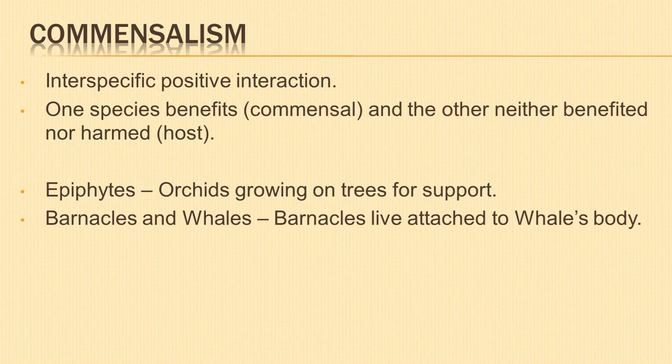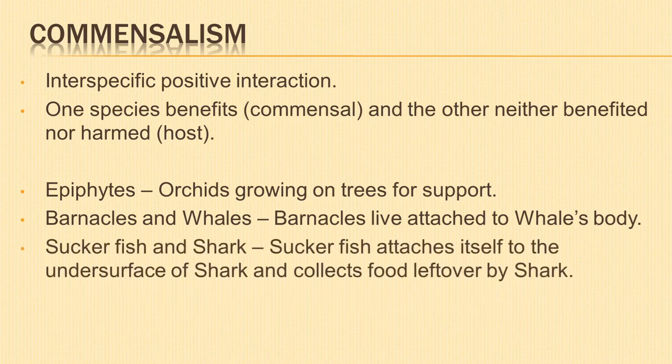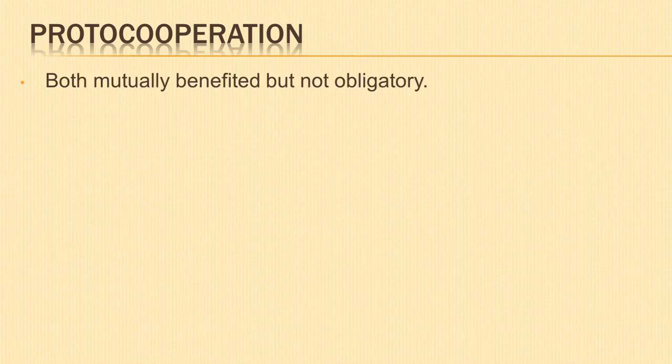Another example, the suckerfish attaches to the undersurface of shark with the help of its modified dorsal fin, which acts as sucker and gets a free ride. It detaches itself to gather the pieces of food left over by the shark. Next is protocooperation. It is an association of two species where both are benefited by the presence of the other but can survive independently without any association. That is, the interaction is not obligatory for survival.